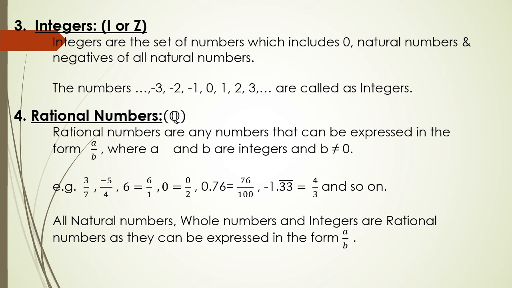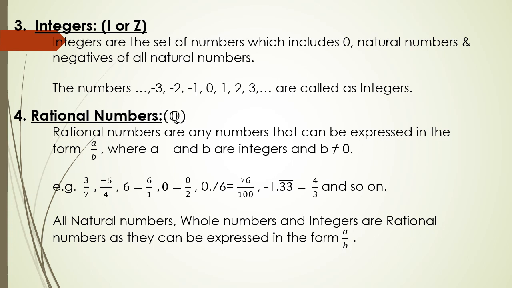Next number, 0.76. It is a decimal number. This number can be written as 76 upon 100, where 76 and 100 both are integers. So 0.76 is also a rational number. Minus 1.33 recurring. This can be written as 4 upon 3 and so on.